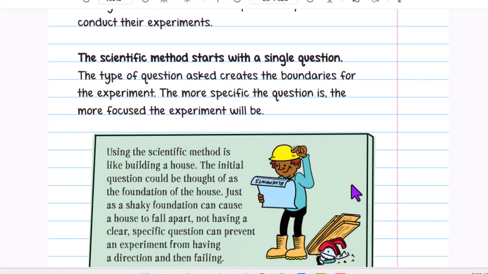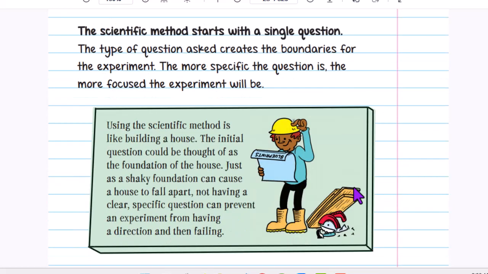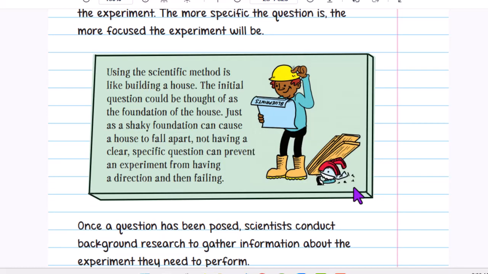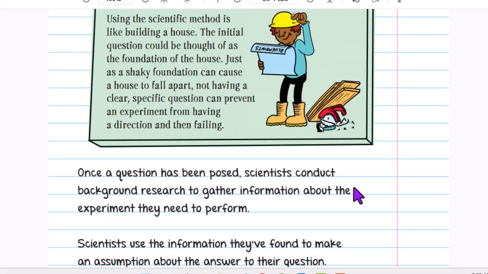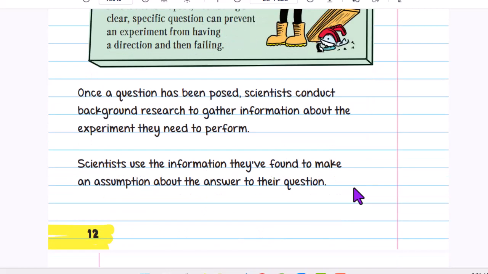The type of question asked creates boundaries for the experiment. The more specific the question is, the more focused the experiment will be. Using the scientific method is like building a house. The initial question could be thought of as the foundation of the house, just as a shaky foundation can cause a house to fall apart. Not having a clear, specific question can prevent an experiment from having a direction and then failing.